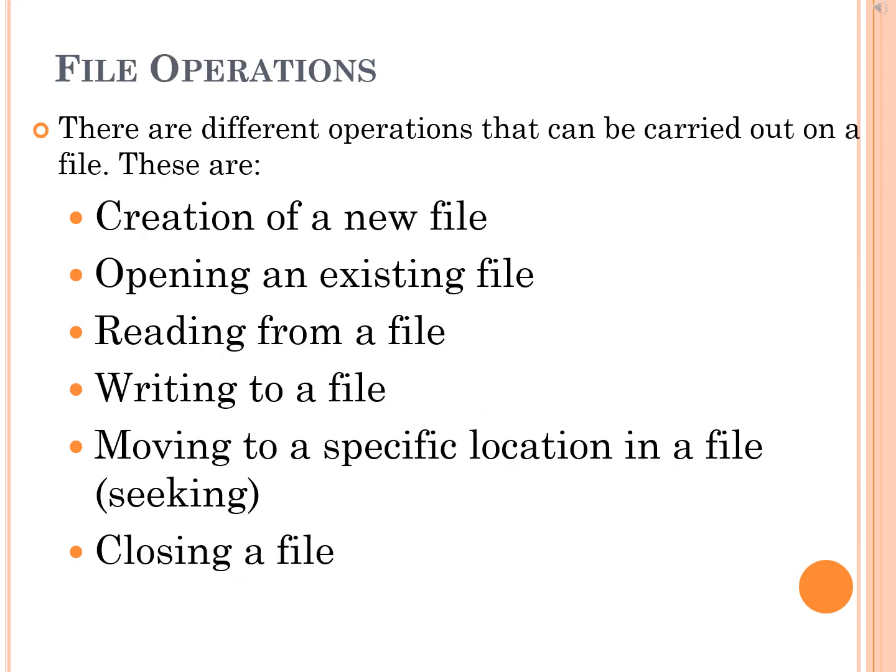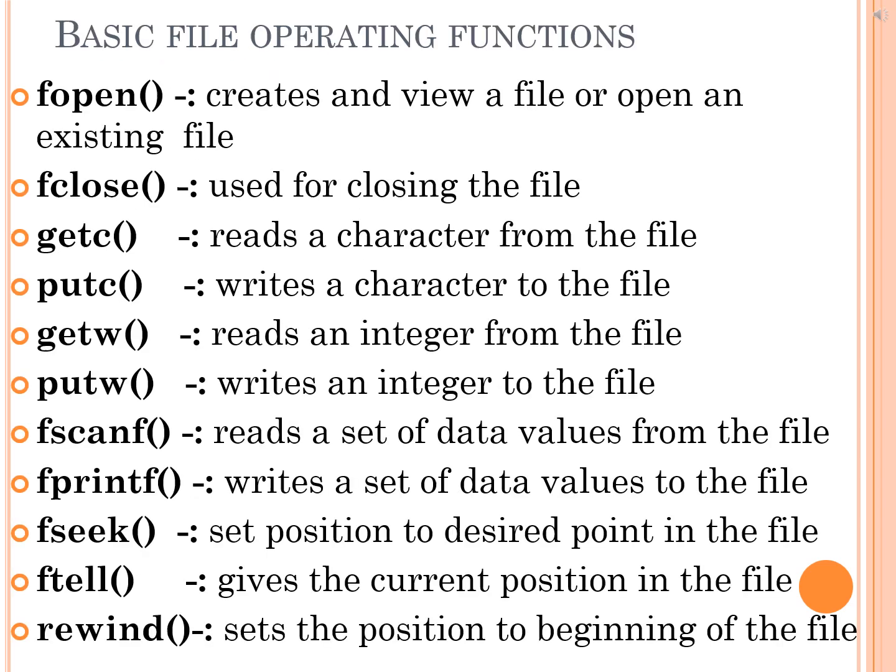Now, the different operations that can be carried out on a file. You can create a new file, open an existing file, read from a file, write into a file, move to a specific location in a file, only in random access files, okay? And close a file. These are the main operations that can be done on a file. The basic file operating functions, we'll see the main ones first and you can see the rest later.